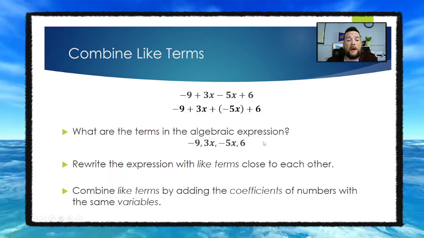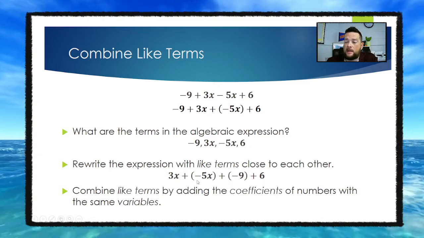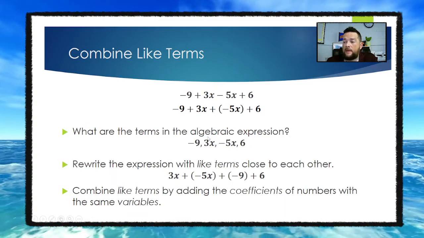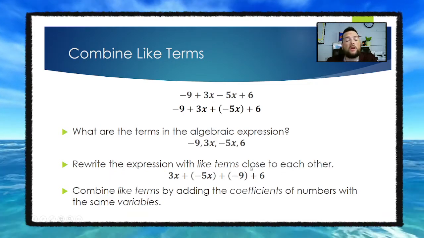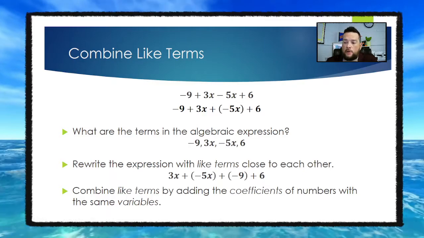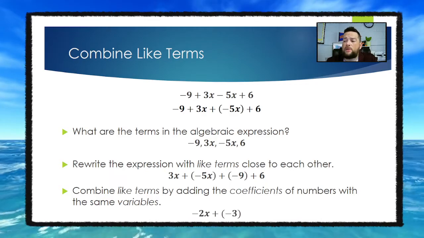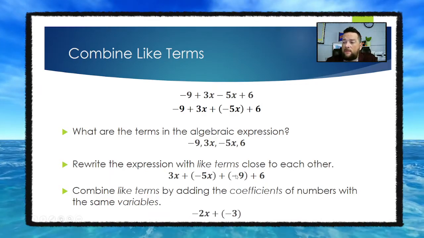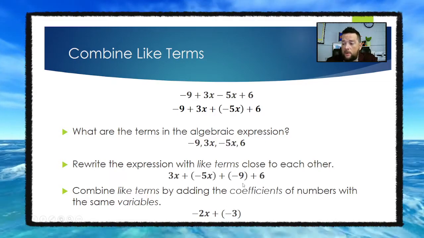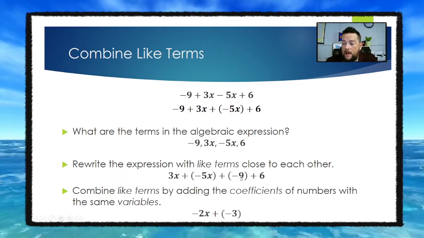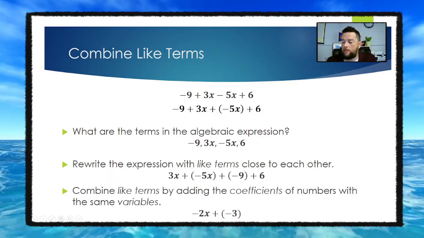And then we can go about rewriting the expression with the same terms next to each other. You have 3x plus a -5x, and then you have that -9 plus that 6, and it's all being added together, all right? And so now we can go on to the last step of combining like terms. You have a 3x plus a -5x. That combines together to a -2x, and then that -9 and a +6, those combine together to be a -3 because they have different signs. You subtract to keep the sign of the larger number, all right? So you've got -2x plus -3, all right?